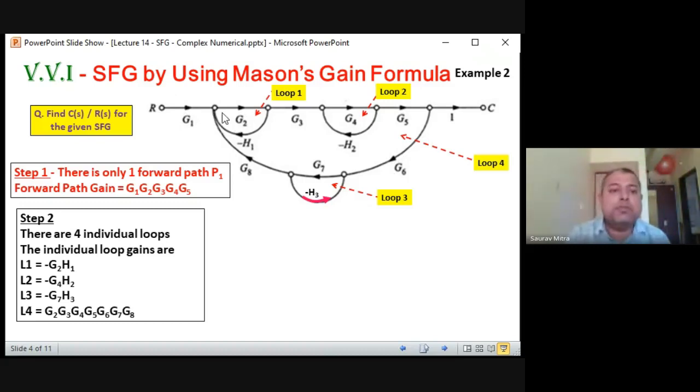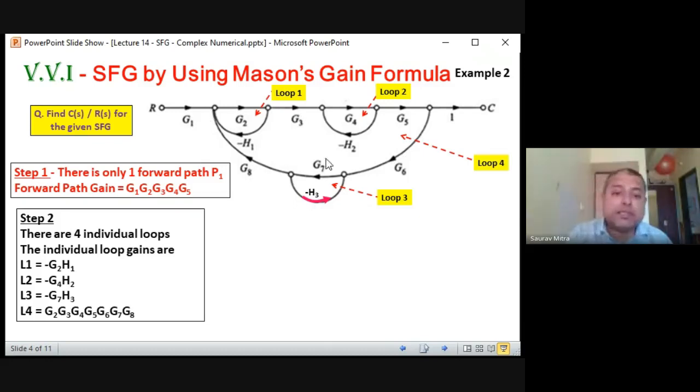Okay, this is the common part. So G2 is the common part between loop 1 and loop 4. G4 is the common part between loop 2 and loop 4. And G7 is the common part between loop 3 and loop 4. So what we are finding is loop 4 is touching all the other three loops.